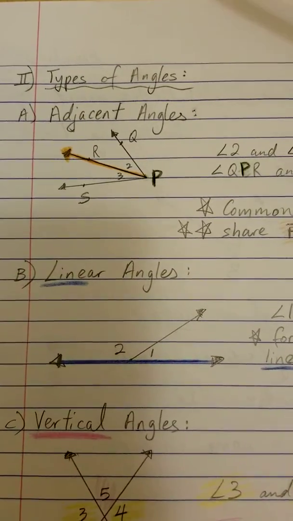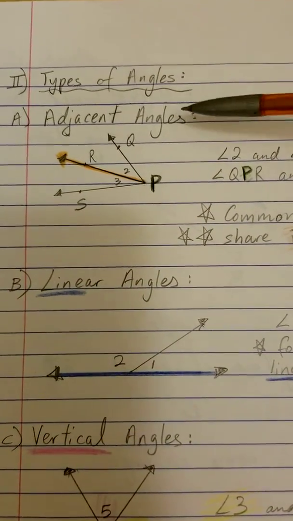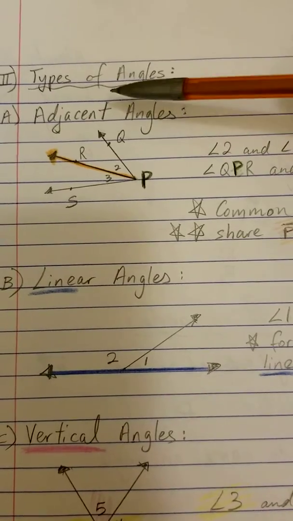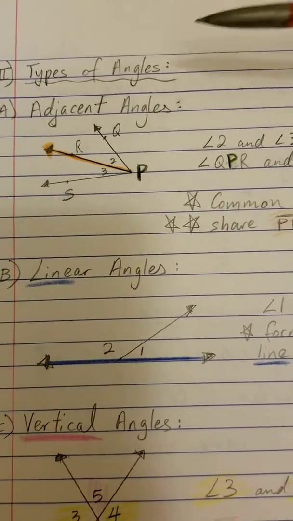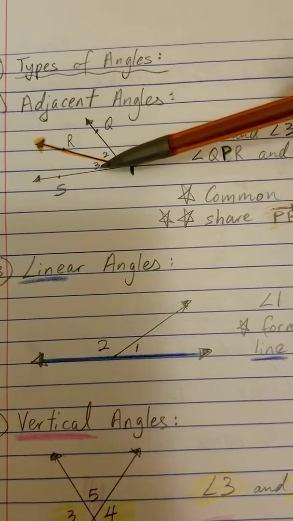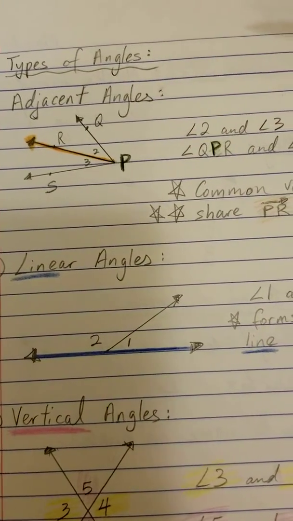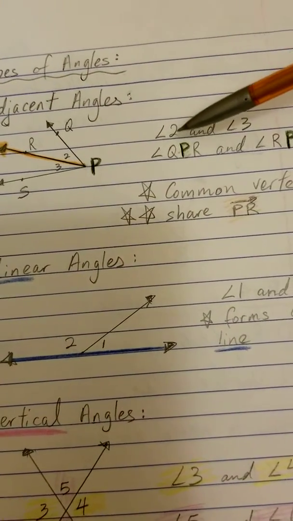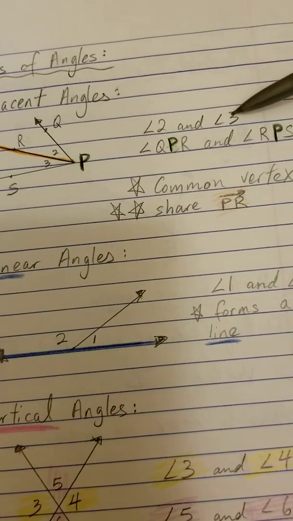Now we're going to look at the different types of angles. The first type of angles are called adjacent angles. When two angles are next to each other like this, they are called adjacent angles. In this case, it's angle 2 and angle 3.